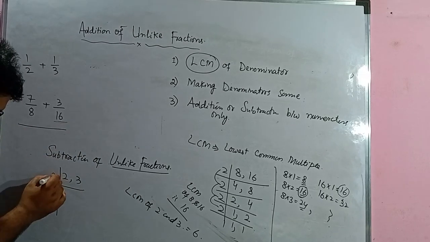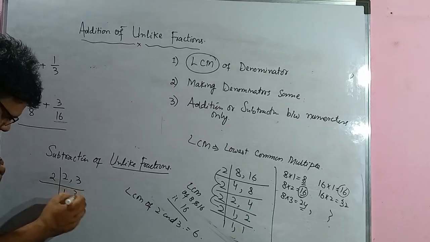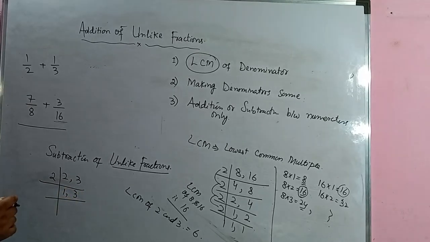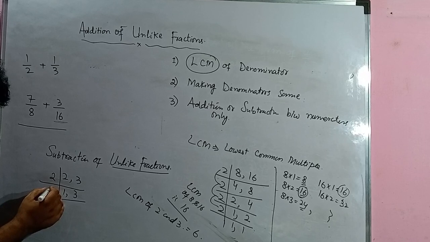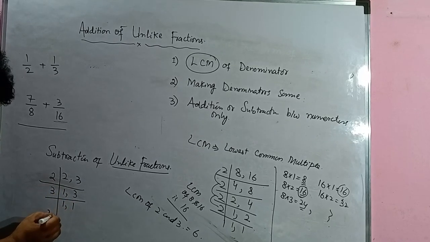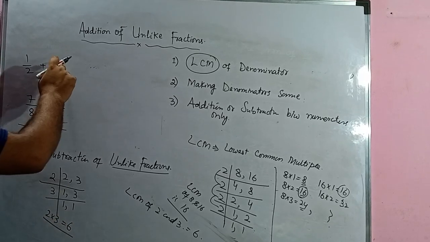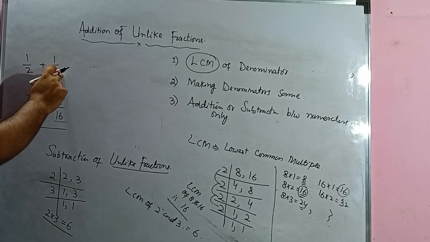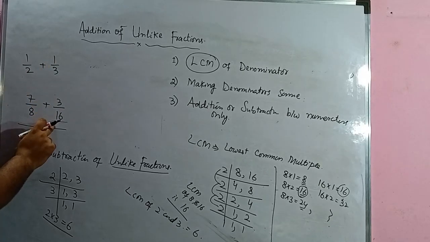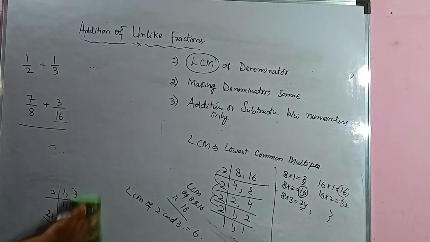First I will do with the 2. 2 1s are 2. 3 will be there because 3 does not come in the table of 2. Then I will do with the 3. 1 is there, 3 1s are 3. Then LCM is 2 into 3, which is 6. Now you can see here the LCM is 6, here the LCM is 16. So what I will do, I can show you here.